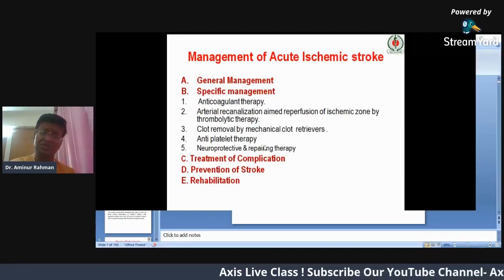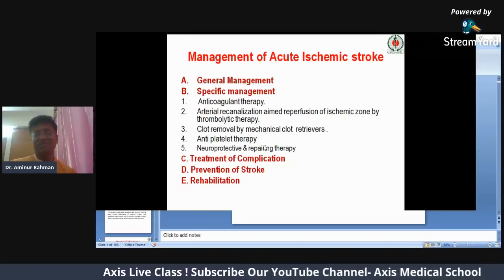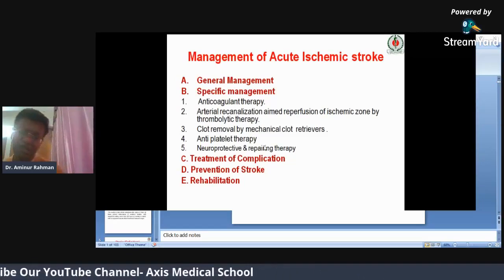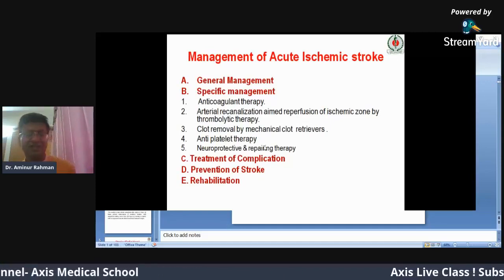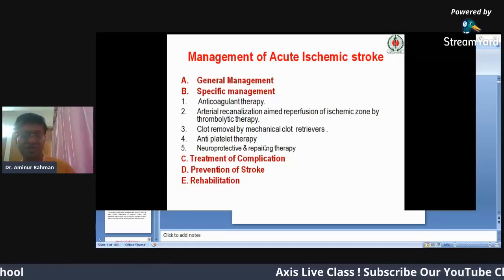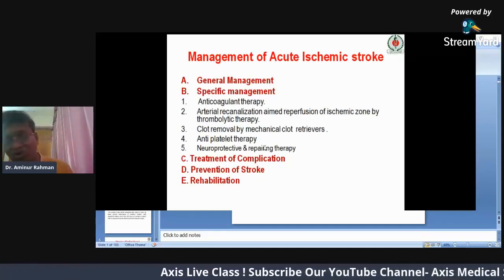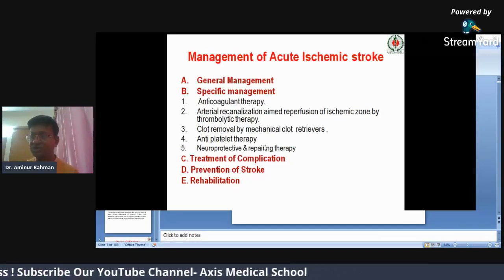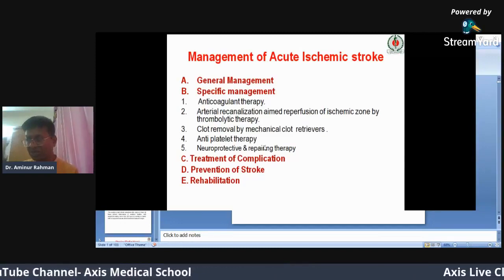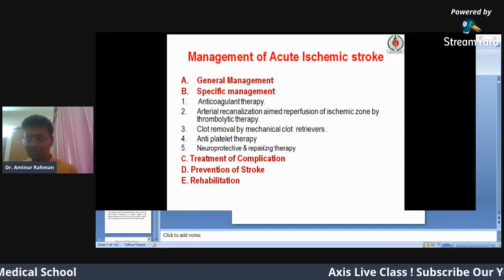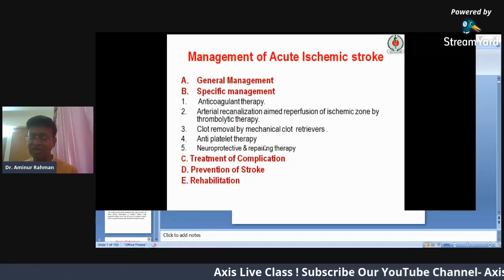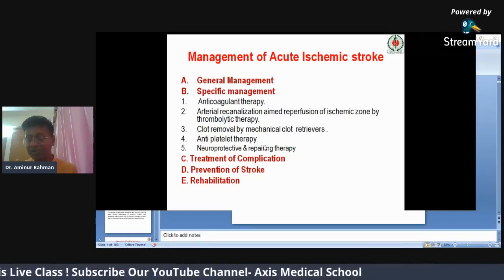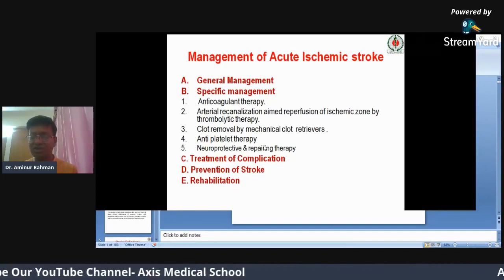How can you manage acute ischemic stroke? General management and specific management. General management is A, B, C, D, E: A for airway, B for breathing, C for circulation, D for draw blood, E for evaluation. Whenever a patient comes, with general management you will see A, B, C, D, E. Before that, you know the ABC: airway, breathing, circulation, then draw blood, and then evaluate.